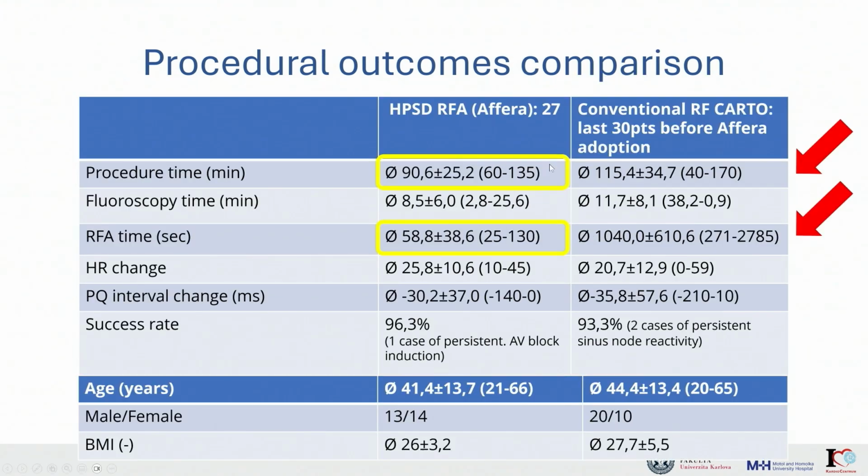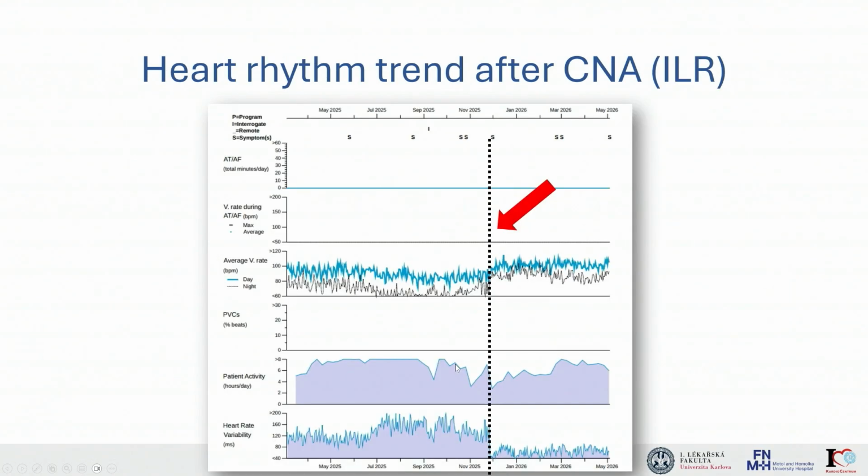This is the comparison of our cohort, and this is the last cohort of patients treated with Smart Touch catheter CARTO. So it's 30 patients and 27 patients to compare. So you see, with the Affera system, we can make the procedure shorter, and definitely the procedure time is significantly shorter. And I think that's all from this.